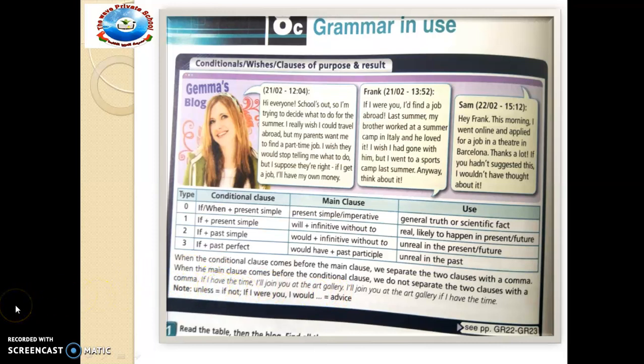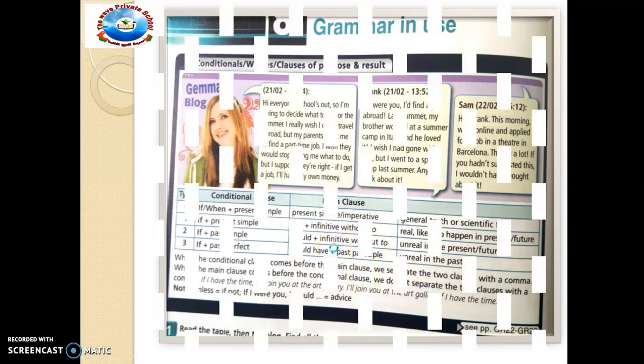So whenever you make a statement with an if conditional, that means you are uncertain. Do you get that? But when you say, I will join you at the gallery if I have the time, this will not have a comma. The resultant effect comes before the if clause. So take notice of this. Note, unless is equal to if not, and if I were you, I would is advice. Please take notice of this. Read this very well because it will help us as we proceed.